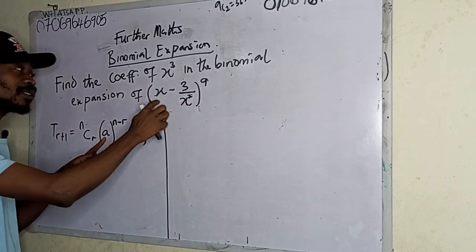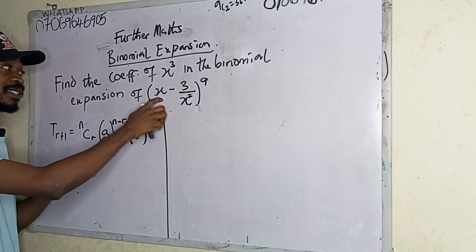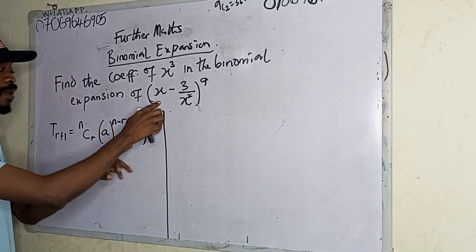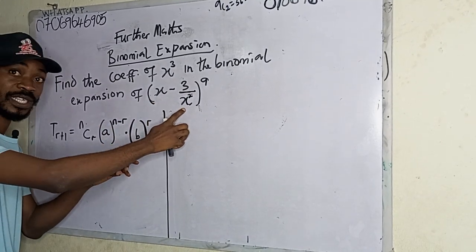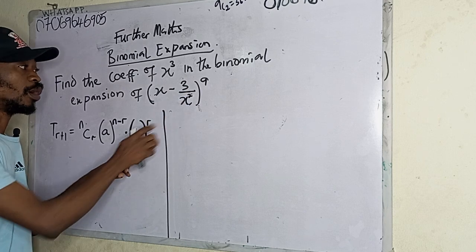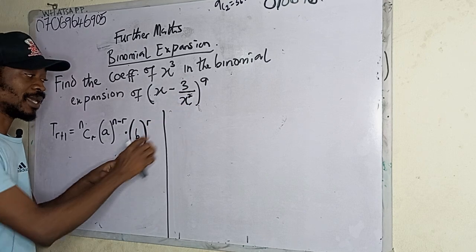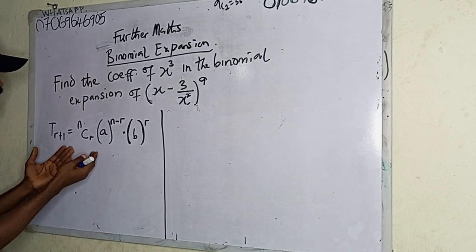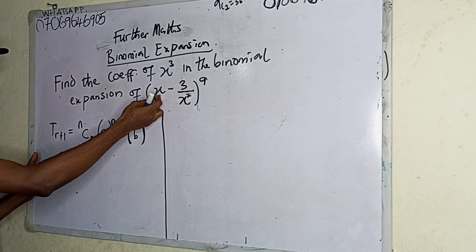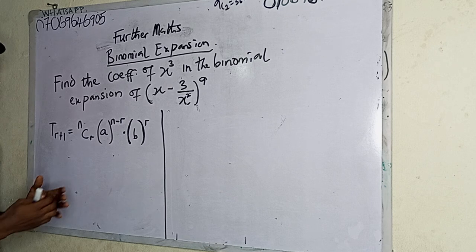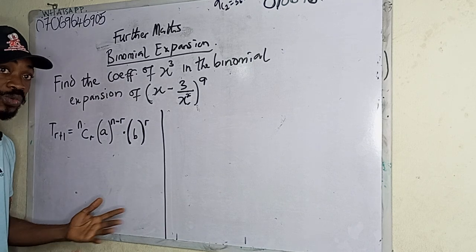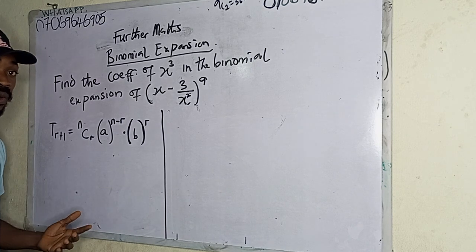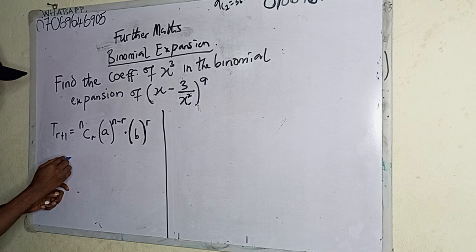A is the first term of that expression, which in this case is x. So a is x. B represents the second term of that expression, which is negative 3 all over x squared. That is your b. All right, so let's just go and solve. In questions like this, that start with x, we assume that we do not know what r is, so we're going to solve for r.